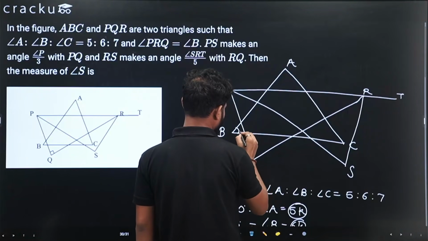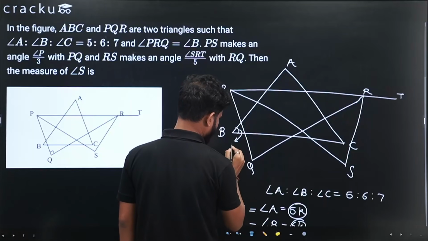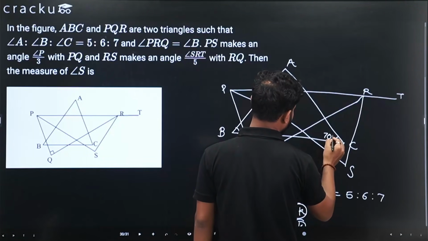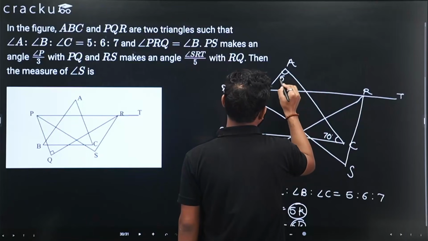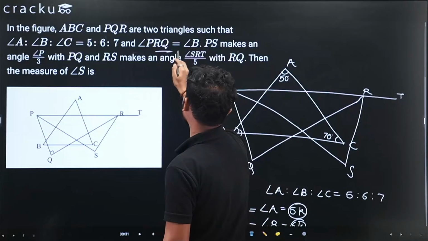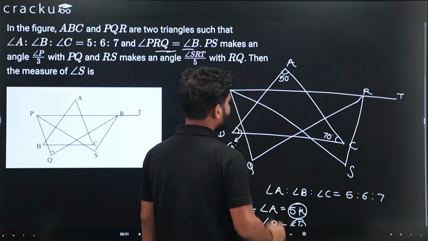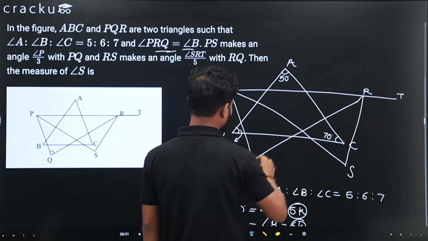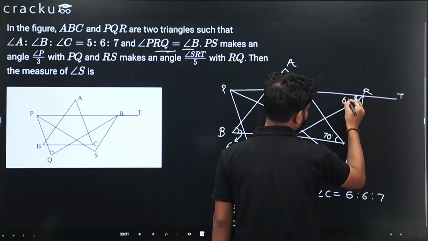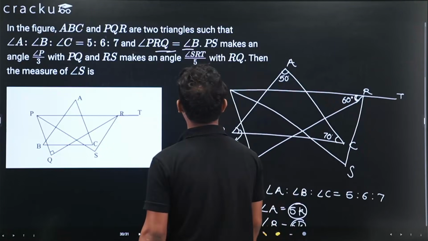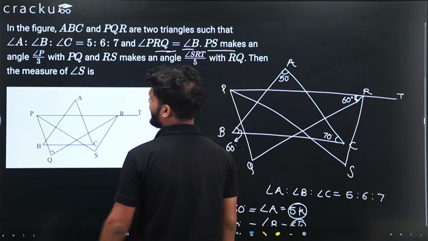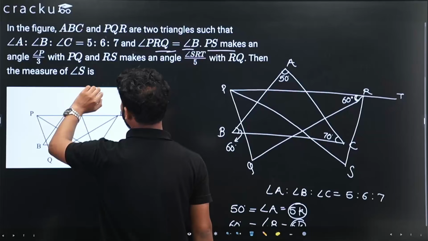So let us write now. Angle B is 60 degree. Angle C is 70 degree. Angle A is 50 degree. Then PRQ is equal to angle B. So PRQ is equal to angle B. So this angle is 60 degree.